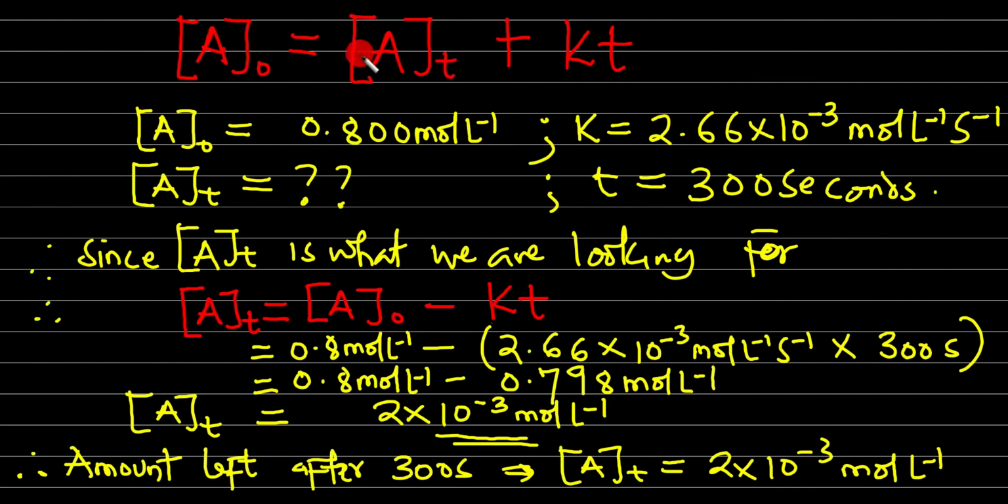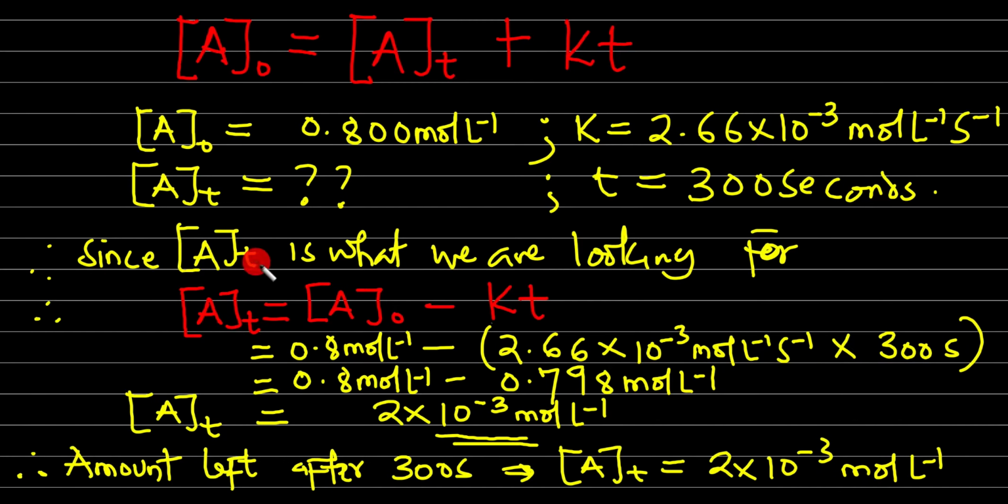So for zero order reaction, this is the integrated formula: A0 equals At plus kt. A0 is the initial concentration at time t equals 0, and At is the final concentration at time t equals whatever time was given to us in the question, plus the rate constant k times the time. Now the initial concentration they gave us to be 0.8, the rate constant they gave us to be 2.66 times 10 to the power minus 3, the time they gave us to be 300 seconds, and this final concentration is what we are looking for.